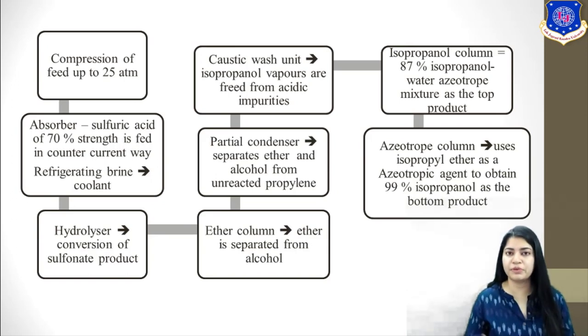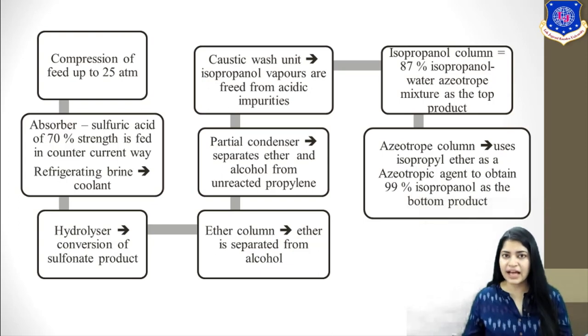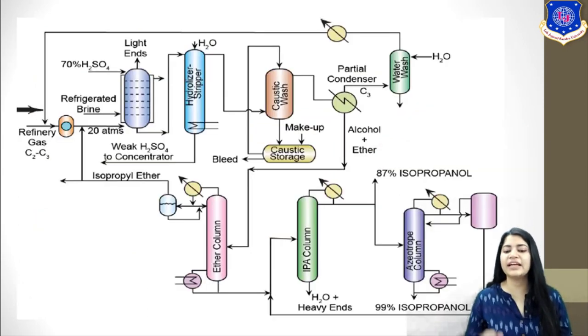The isopropanol vapors are freed from the acidic impurities, because we are using acid. So SO3 gases, in the midst of acidic gases, are there. So you are washing it with caustic soda, NaOH. Then it is sent to the partial condenser, where what is happening? Your ether and alcohol, those two products which are obtained, are separated from your unreacted propylene. So here you can see that in the partial condenser.